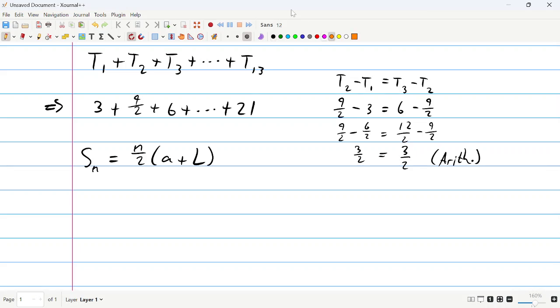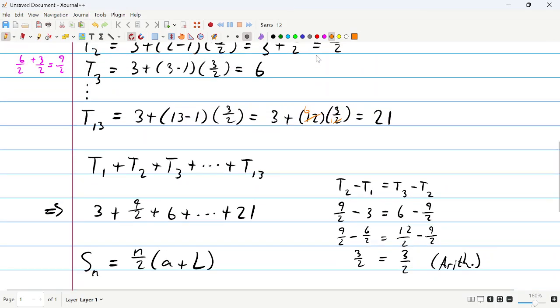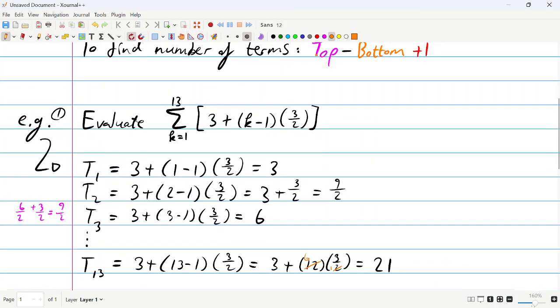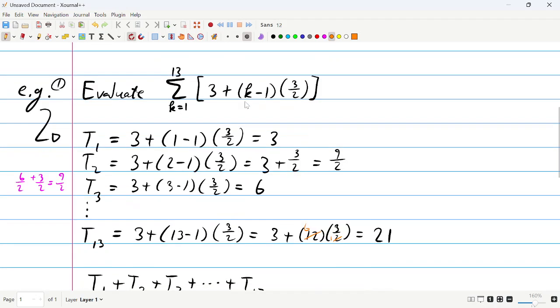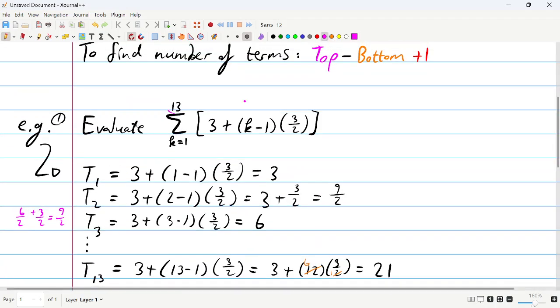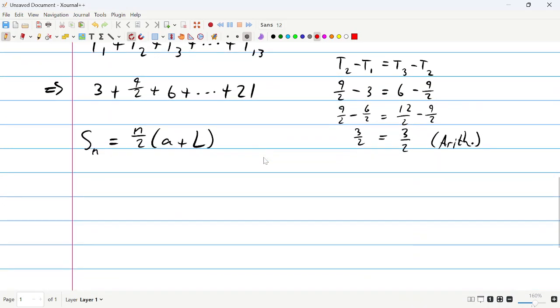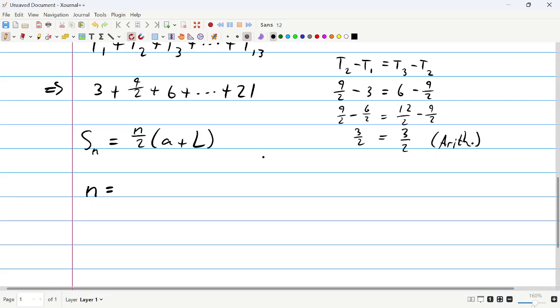N is represented by the top minus the bottom plus 1, which is the number of terms, remember. So essentially, we're going to take 13, subtract 1, and then add 1. So n is equal to 13 minus the bottom, which is 1, plus 1. It's just going to be 13 minus 1, which is 12, plus 1, which is 13. So n is equal to 13.